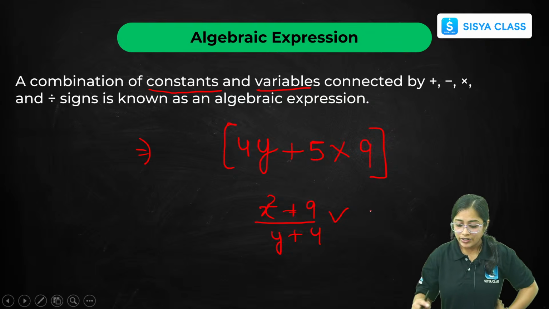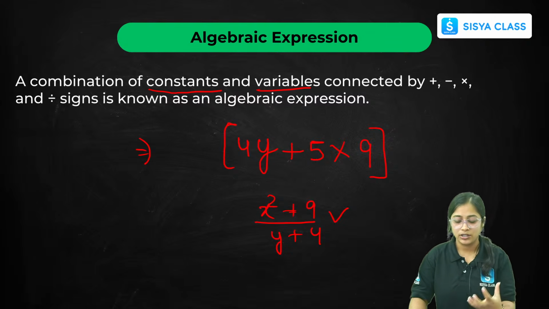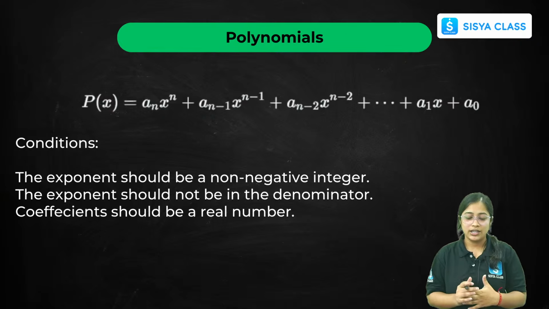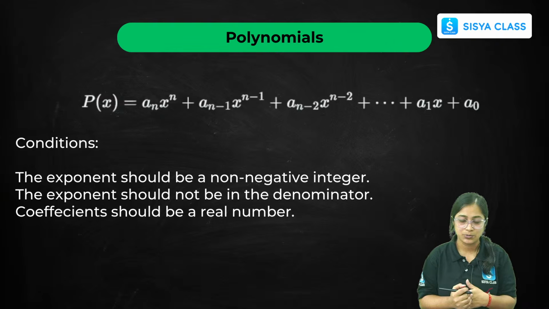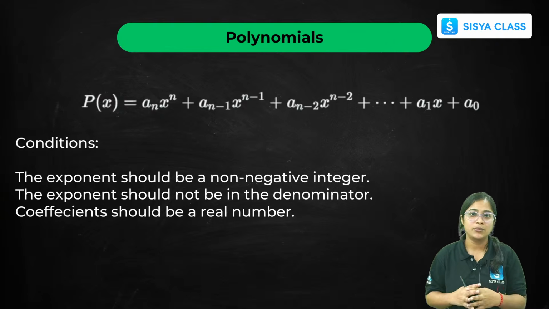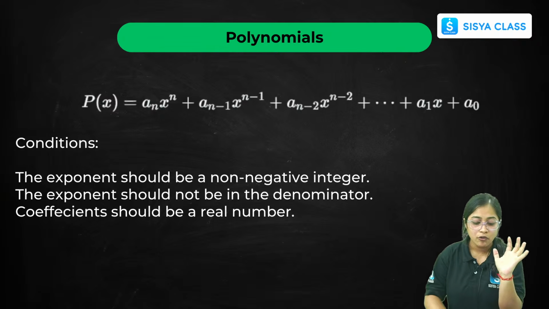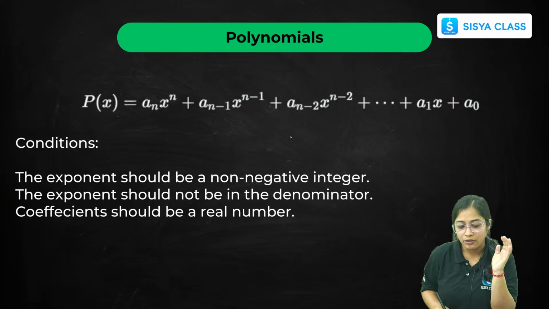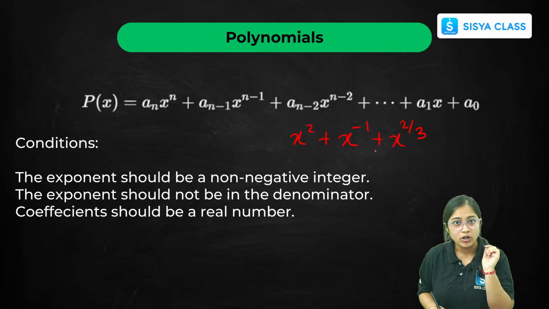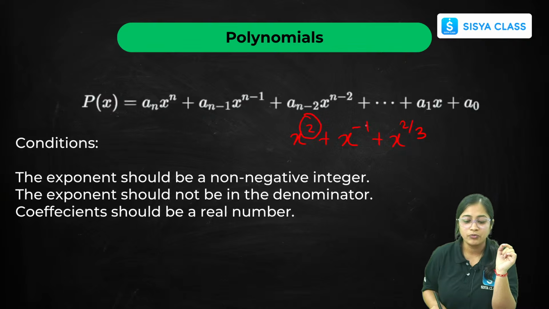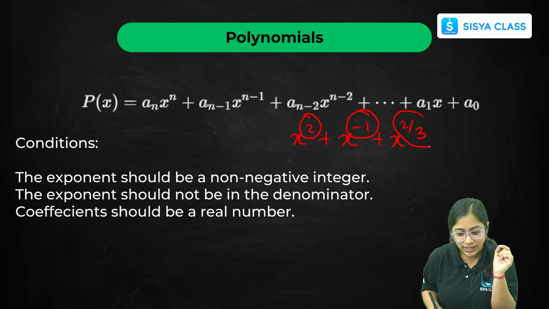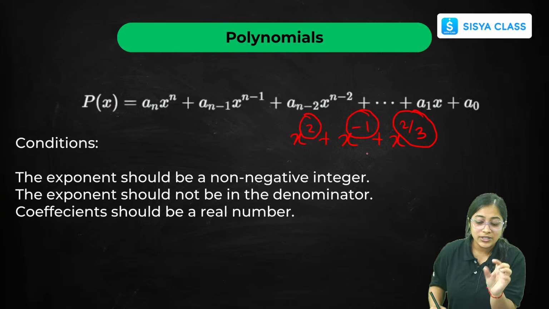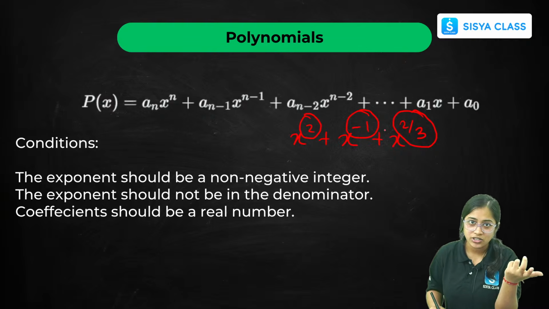Now we will see what a polynomial is. Basically a polynomial is a special type of algebraic expression in which the powers of variables can only be whole numbers. For example, suppose we have x square plus x raised to power minus 1 plus x raised to power 2 by 3. Here the power of the variable is 2, here it is minus 1, here it is 2 by 3. So the powers of variables are negative and also fractional.